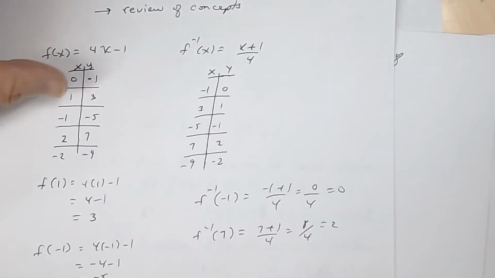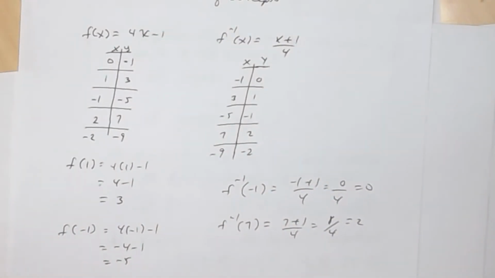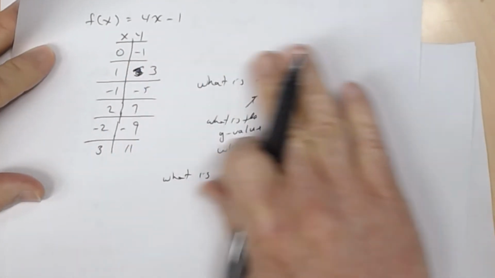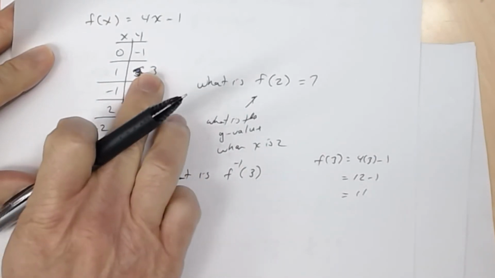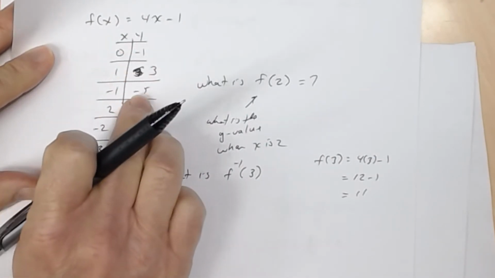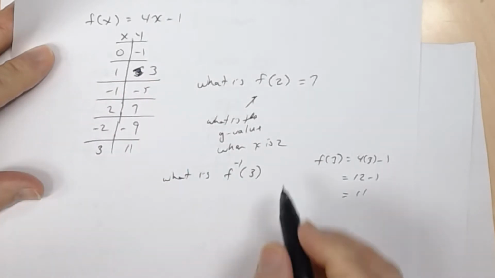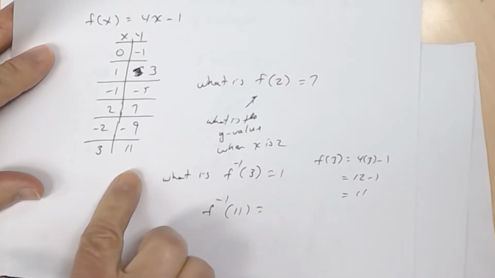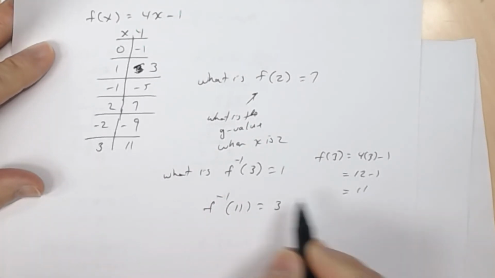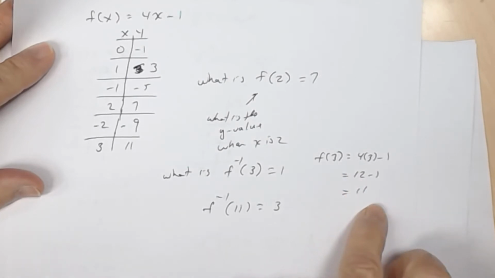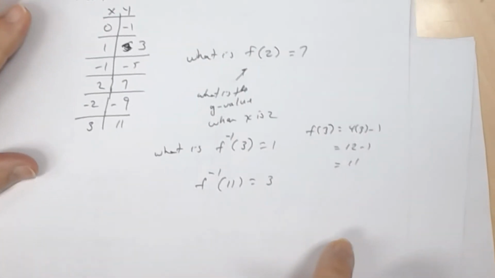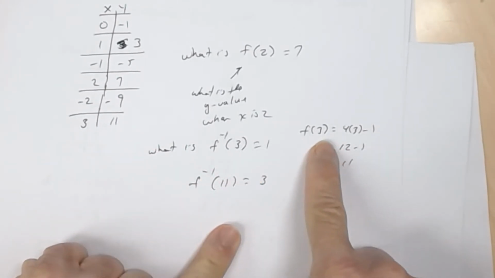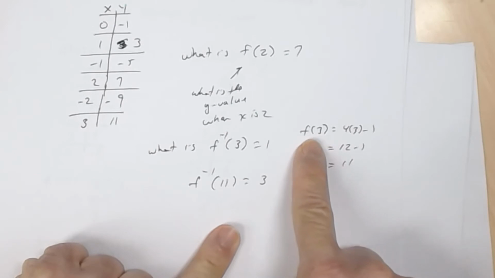So basically what I want you to think of is this. F inverse of 3, without even doing that other column, what's f inverse of 3? This is f of x, and f inverse of 3 will be what? 1. Okay, what is f inverse of 11? It will be 3. Kind of makes sense because f of 3 is 11, so the inverse goes back. So f inverse of 11 is 3. Here's f of 3. So f of 3 is 11.